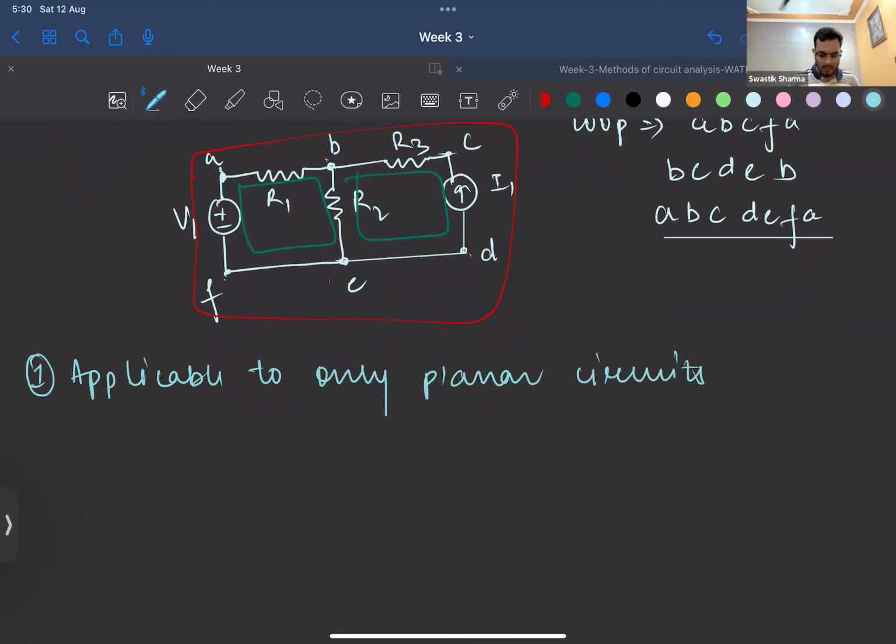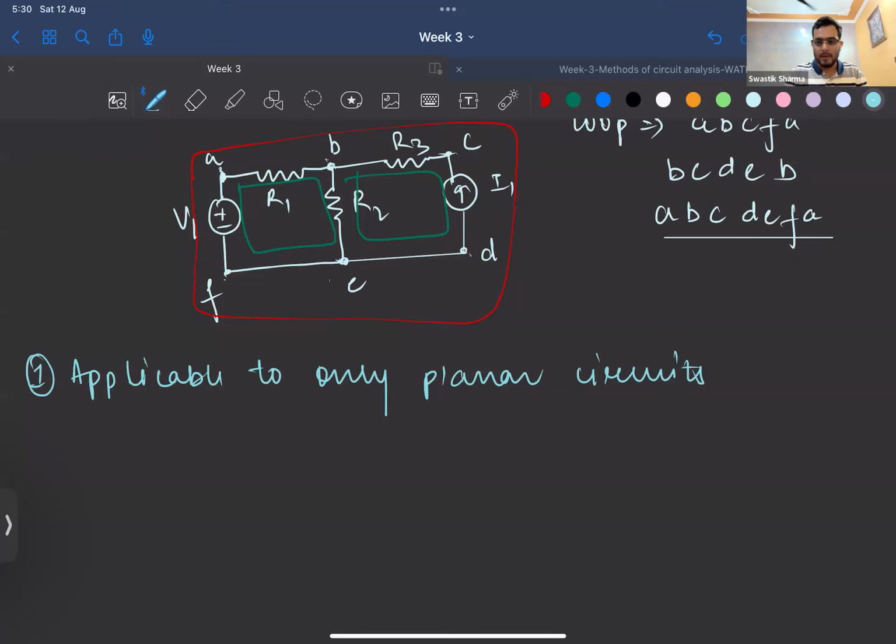So what do I mean by planar? In a planar circuit, two branches must not cut each other at any node or at any two different nodes. In a non-planar circuit, it can happen, but not in a planar one. So a planar circuit should be a 2D circuit.